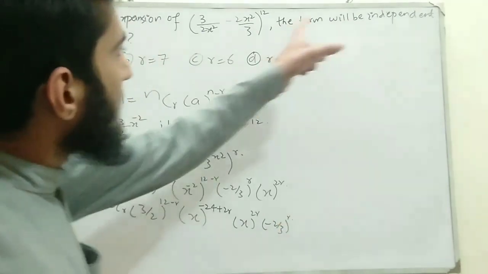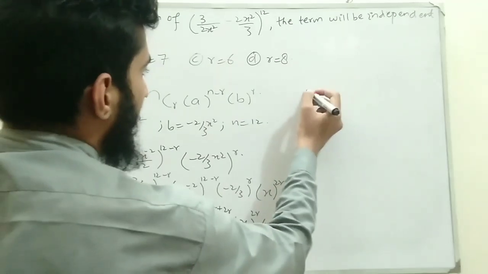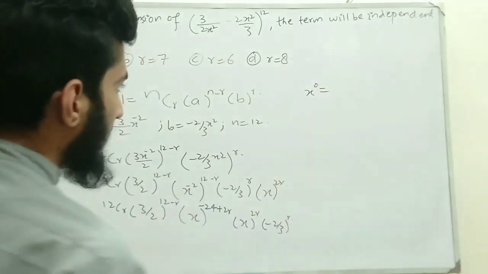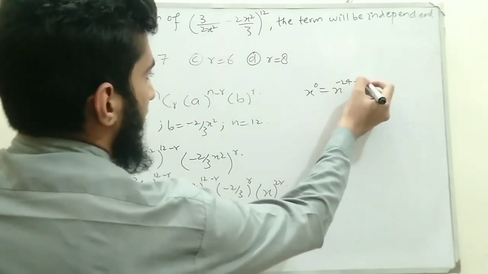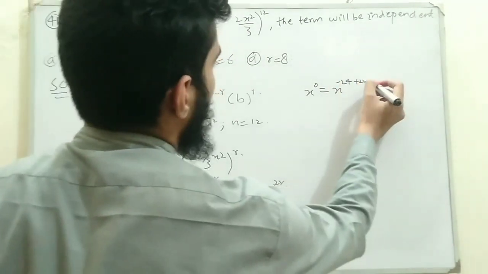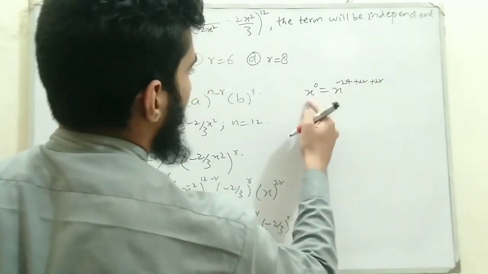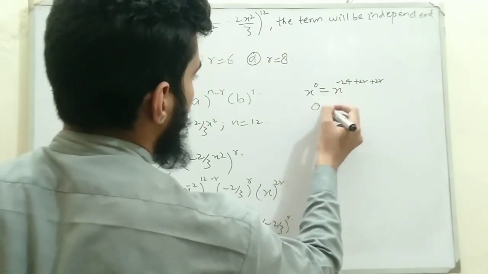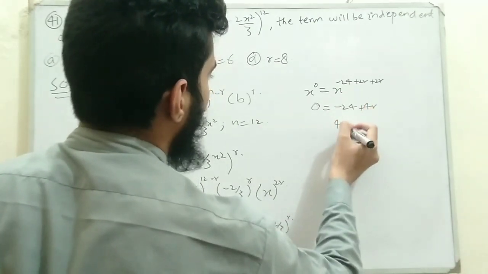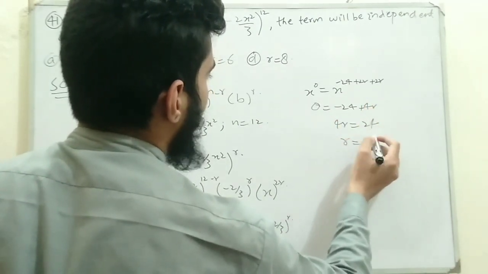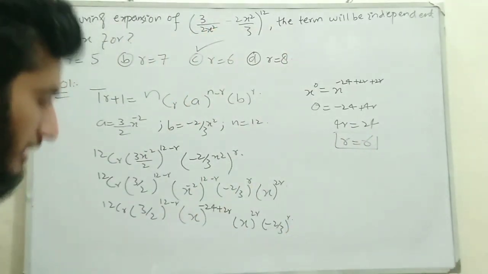Remember, for the term independent of x, we equate the power of x to x power 0. So we equate 0 to the exponent minus 24 plus 2r, and here the power of x is 2r, so add this 2r with the exponent. The bases on both sides are same, so the powers will also be same. So 0 is equal to minus 24 plus 4r, so 4r is equal to 24. So the value of r is equal to 6. So for r equal to 6, option number C, the term will be independent of x.